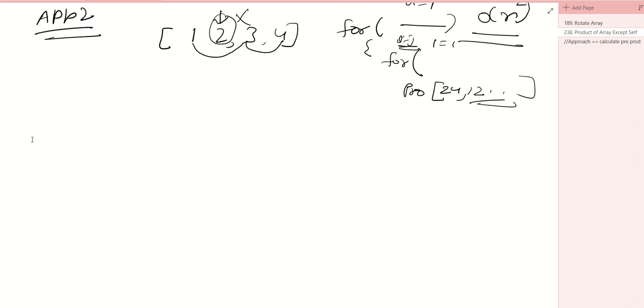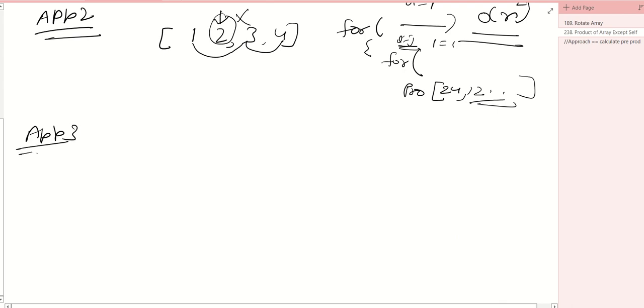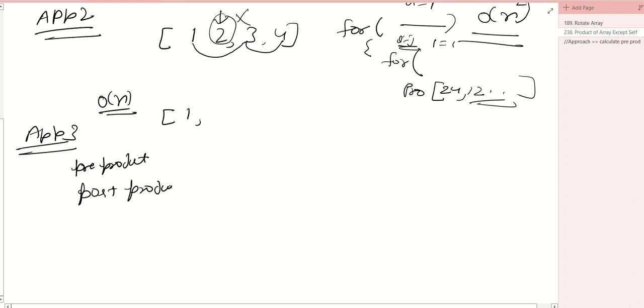Okay, so the third approach: we will try to solve it with order of n complexity. How will we solve it? For this, we need to create two arrays, basically a pre-product and a post-product. Now let me explain. This is 1 2 3 4. Let me create one pre-product, and then this will be our post-product.